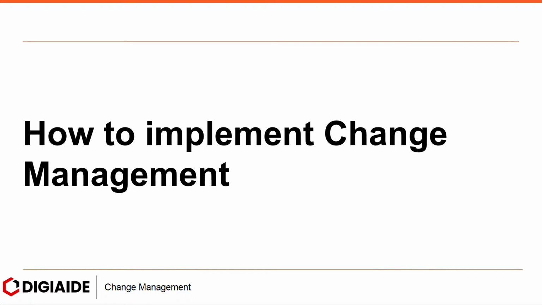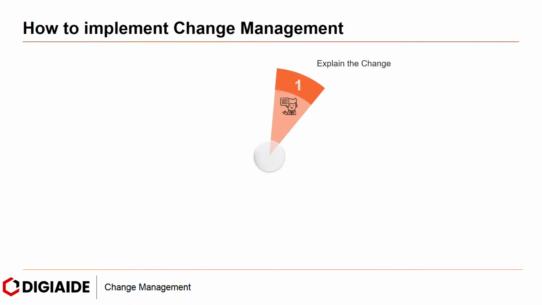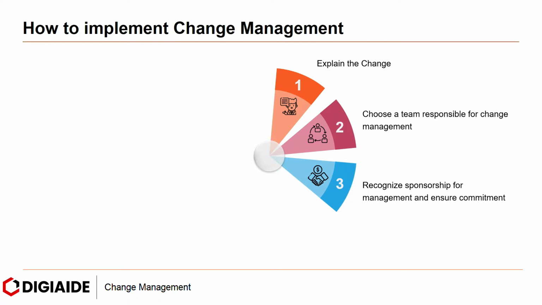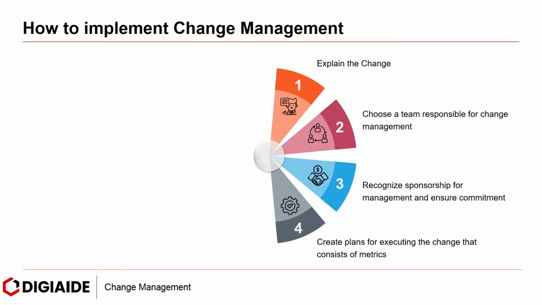Moving on, how to implement change management. First, explain the change among the employees in the company. Next, choose a team responsible for change management. Third, recognize sponsorship for management and ensure commitment. Fourth, create plans for executing the change that consists of metrics. Next, execute the changes in phases if the situation allows.